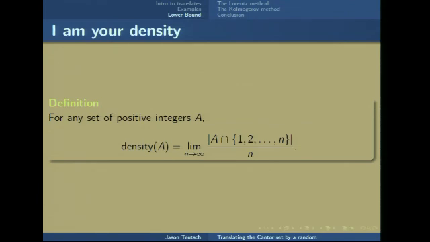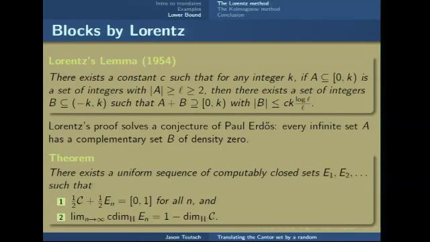One of the tricks we use here, I need to look at density for a second. The density of a set A is the limit as n goes to infinity of the number of elements of A up to n, divided by n. So it's the ratio of numbers up to n that are members of A, as you go up to infinity.